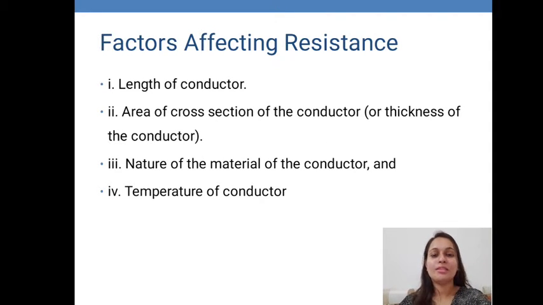Now, factors affecting resistance. There are mainly four factors that affect resistance. First is length of conductor. Second is area of cross section of the conductor. Third is nature of material of the conductor. And the fourth one is the temperature of the conductor. So, let's discuss how these factors affect the resistance of any conductor.